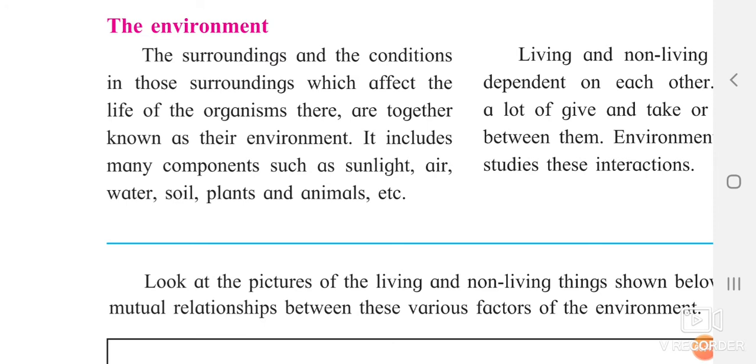It includes many components such as sunlight, air, water, soil, plants and animals. What things are included in the environment? Yes, there is sunlight, the air which surrounds us, the water which is present, soil, plants, animals, etc.